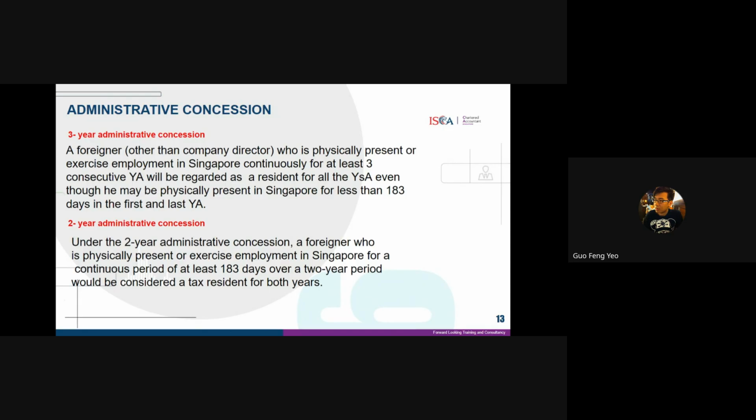As we go through, you will realize that based on strictly just the individual income tax rate and subject to the level of income, there may be situations where an individual will pay lesser tax as a Singapore tax resident as compared to a non-resident.